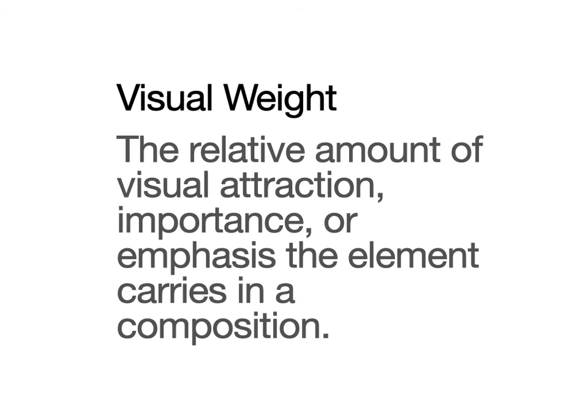Visual weight: the relative amount of visual attraction, importance, or emphasis the element carries in a composition. Every element on your page has a visual weight, and the visual weights should be different. If the visual weights aren't different, that means you want everyone to look at everything at exactly the same time, which isn't possible. So there has to be the hierarchy of what is more important and less important. The more important elements get more visual weight, the less important get less visual weight.